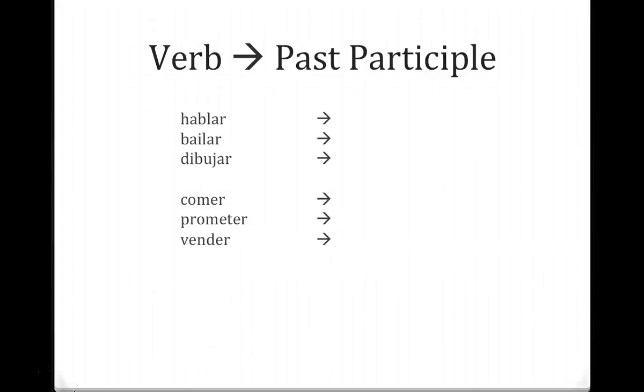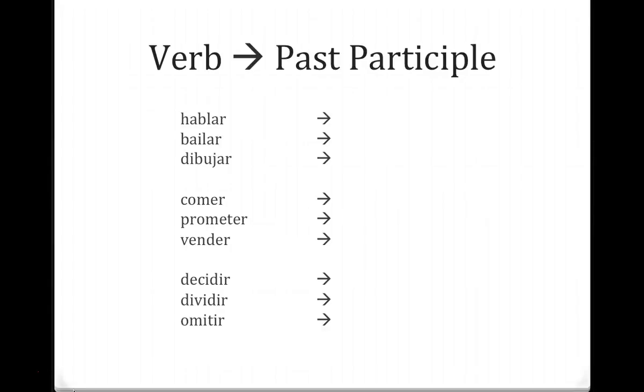Now it's your turn to practice turning some verbs into past participles. I want you to try this with the AR verbs hablar, bailar, and dibujar. The ER verbs comer, prometer, and vender. And then I also want you to try with the IR verbs decidir, dividir, and omitir. You should have space on your handout to go ahead and do this transformation of changing these verbs into past participles. So please pause the video now while you do that.